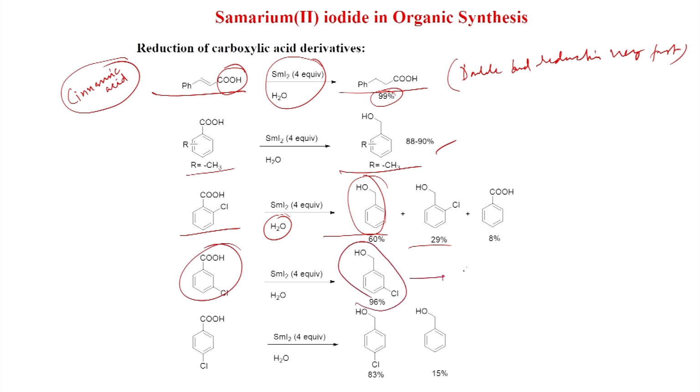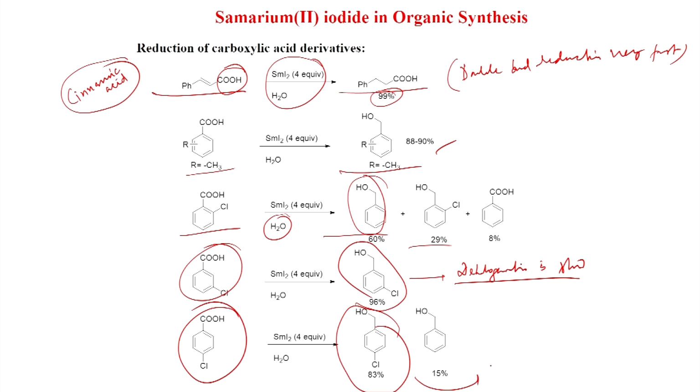So, here dehalogenation is slow. In the ortho case, it happens because ortho is close to the electron withdrawing group, but in the meta case it is quite far, so it does not happen. Also in the para case you can see the dehalogenation is slow, but you get some product actually, 15% you get. So, the meta case is best, dehalogenation is slowest here actually.